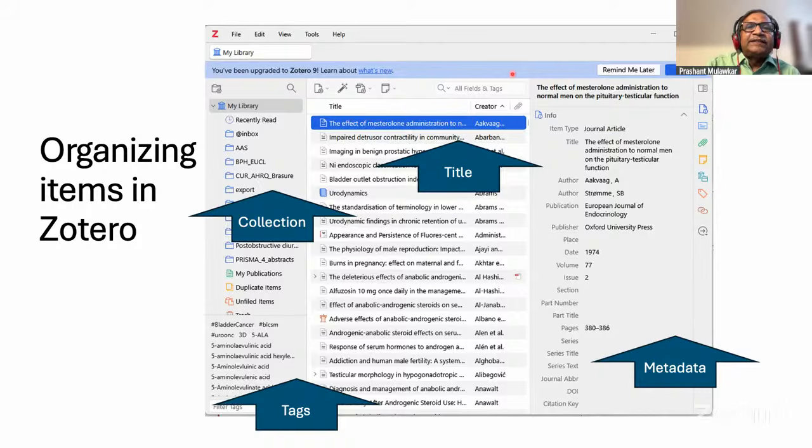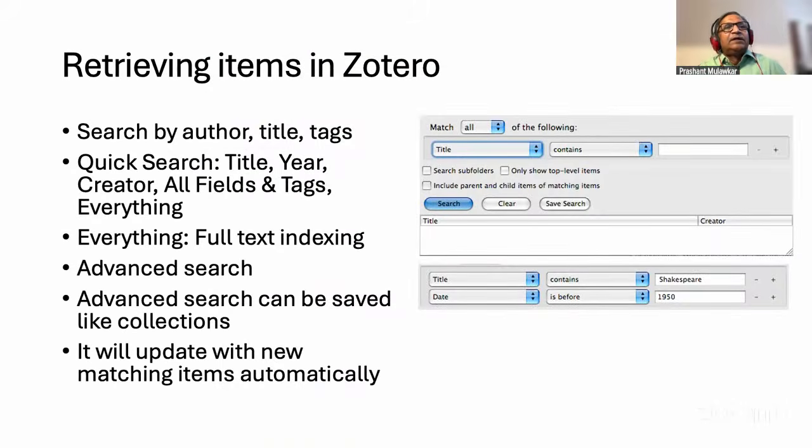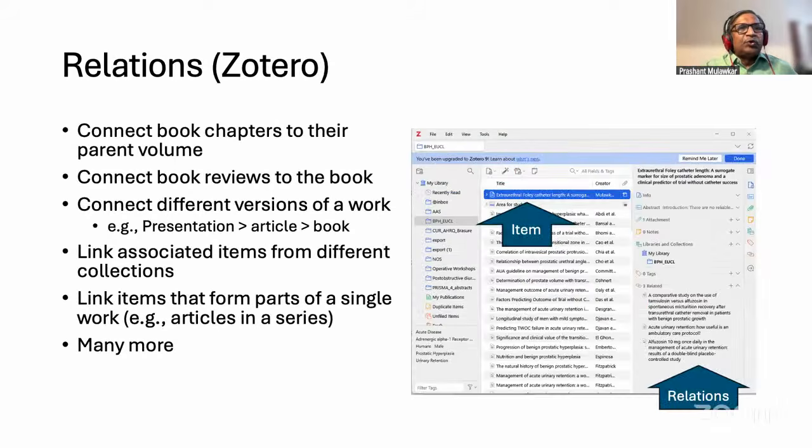And on the right side, what you are seeing is the metadata. That means the details of that reference are there. To retrieve the items in Zotero, because now I'm an organizer, I'll be using maybe title, year of publication, or when it was added, or maybe by author name, or even a keyword for that article. I'll be able to retrieve that article within seconds if I'm using this feature in Zotero.